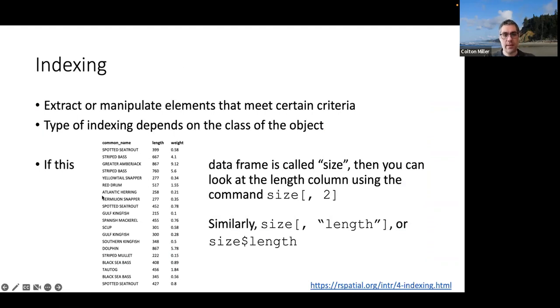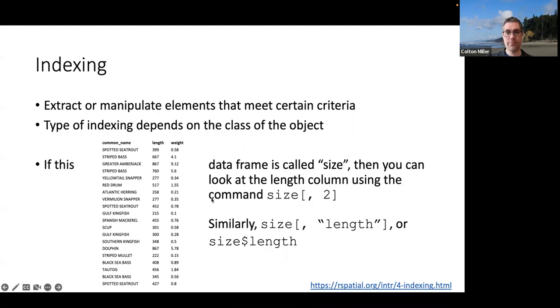So indexing is probably the most common thing that we'll do to subset or understand particular observations within our data frame. This is an overarching term to say we want to extract or manipulate specific elements or certain elements that meet specific criteria. The way we do this depends on the class of the object. But we'll do it mainly for data frames. We'll do a little bit on a single vector.